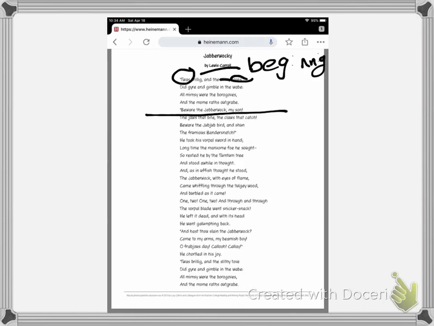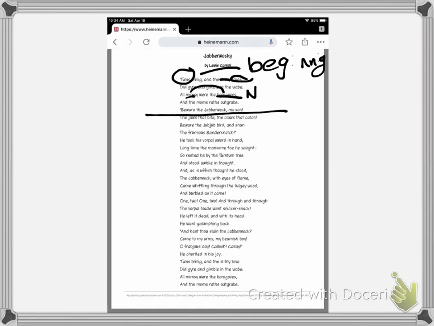All mimsy were the borogoves. Remember we talked about thinking about what part of speech something might be. So I'm thinking maybe borogoves is some type of noun, a person, place, or thing. Mimsy is describing borogoves in some way.